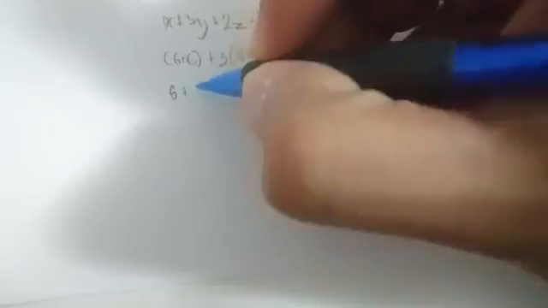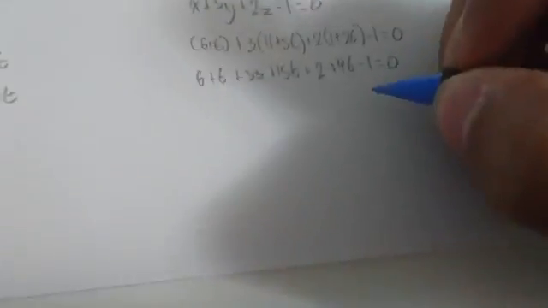Now we need to isolate for t. So it becomes 6 plus t plus 3 times 11, which is 33, plus 3 times 5, which is 15t, plus 2 plus 2 times 2, which is 4t, minus 1 is equal to 0. Then we collect like terms, so it becomes 20t plus 40, which is equal to 0.